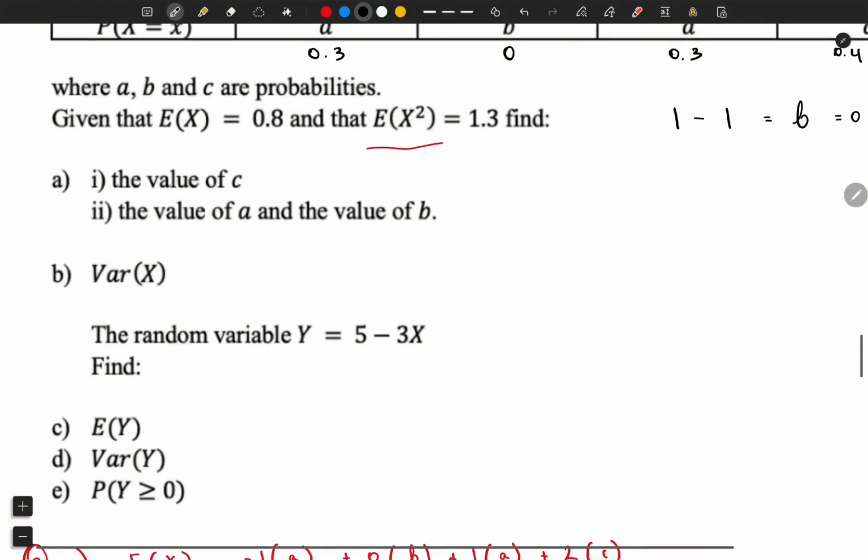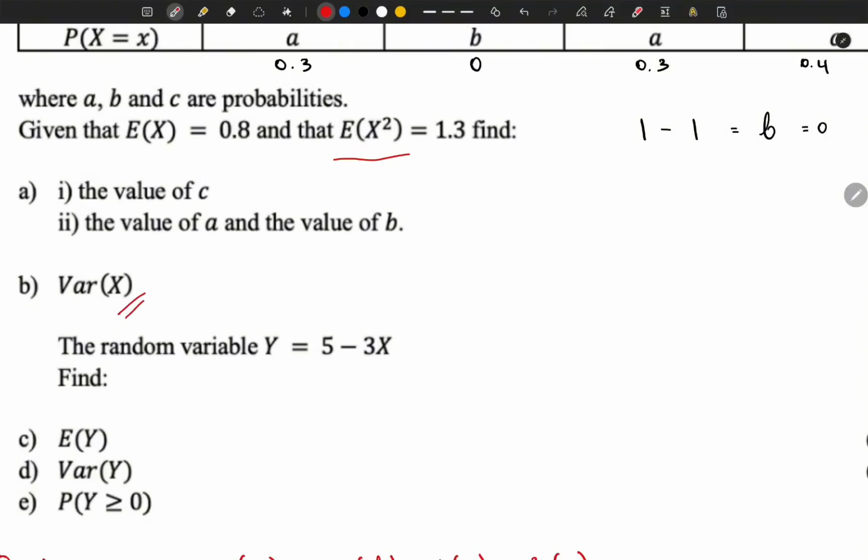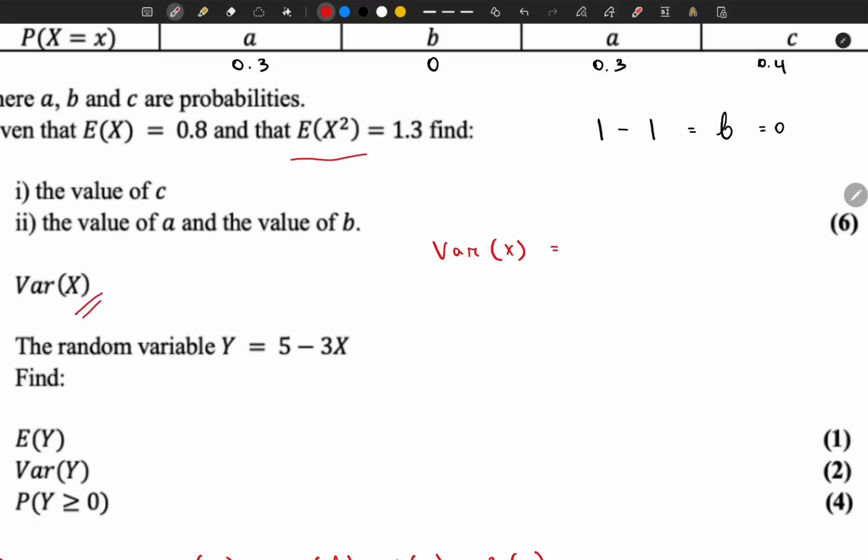Now for the next part, we need to find out the variance of x. The random variable y equals 5 minus 3x. Find E(y). Okay, so this is the next part of the question. First of all, we need to find out the variance of x. We know that the variance of x can be written as E(x squared) minus E(x) whole squared. So it's basically 1.3 minus 0.8 squared. So this is 0.66.